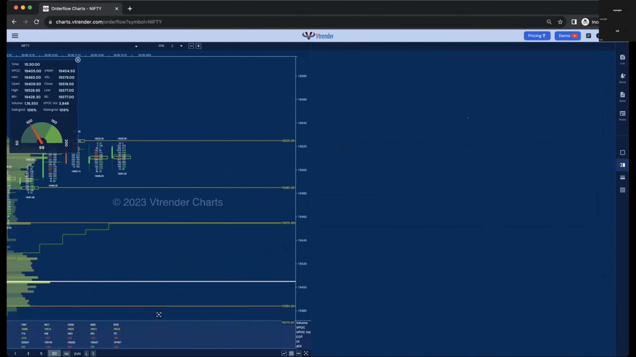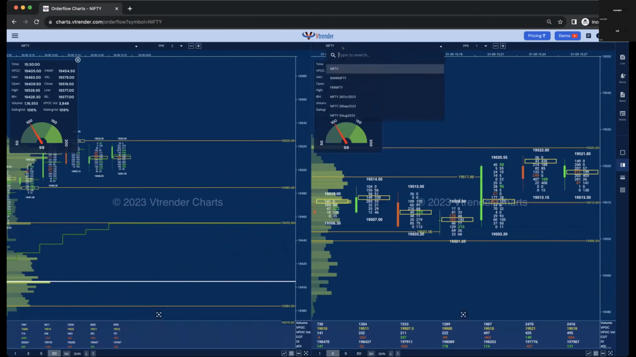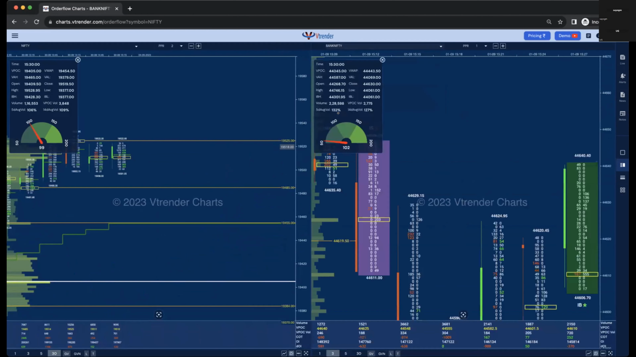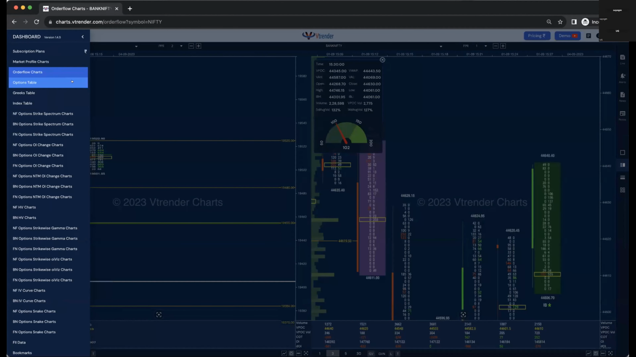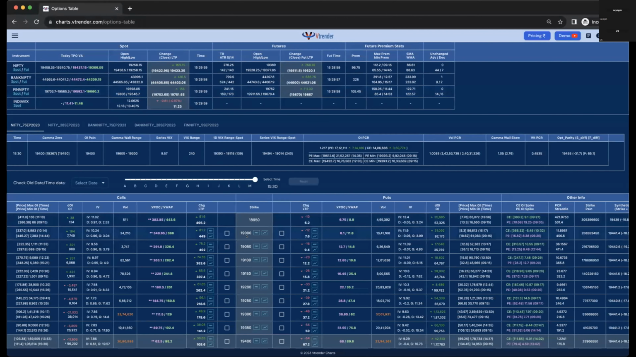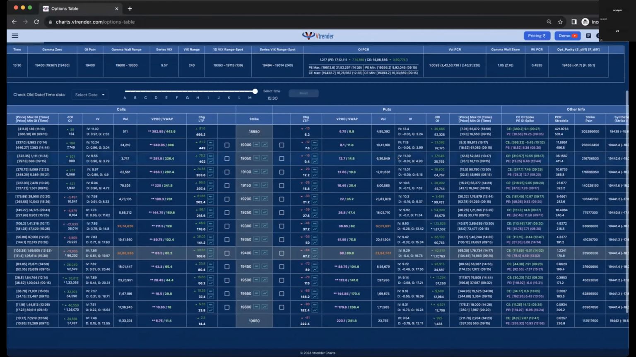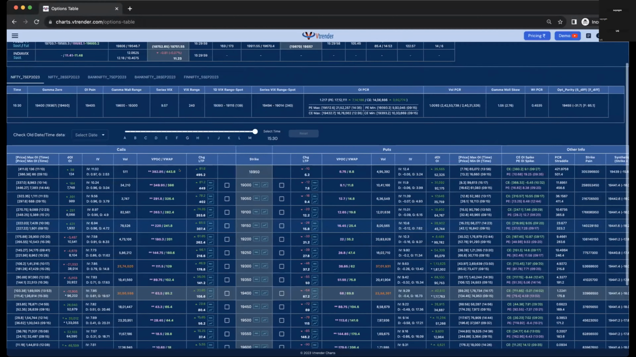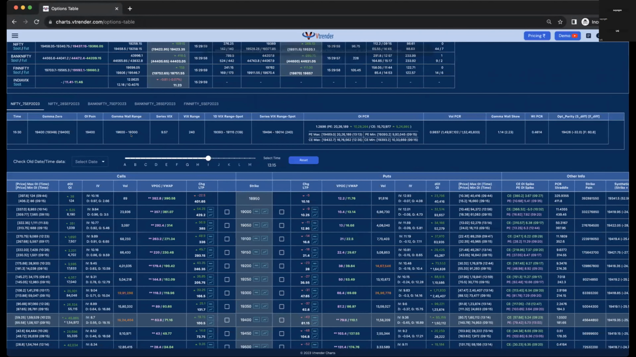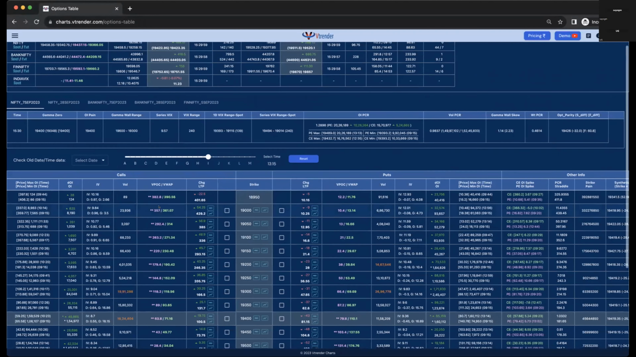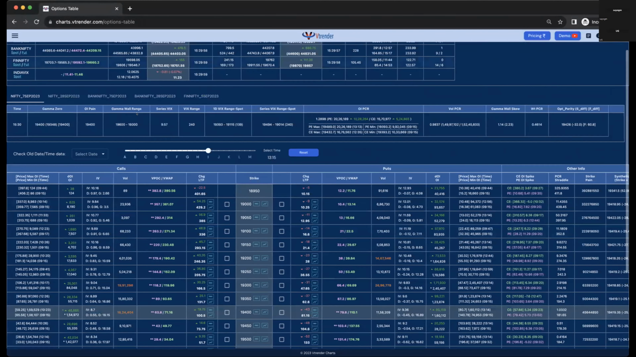Again, we have this multi-chart menu so that you can view different instrument order flow charts on the same screen. And moving on from our basic market profile order flow charts, we have a suite of other options, layouts, and data. So we have the famous options chain, where you can also check out previous time data if you want to.